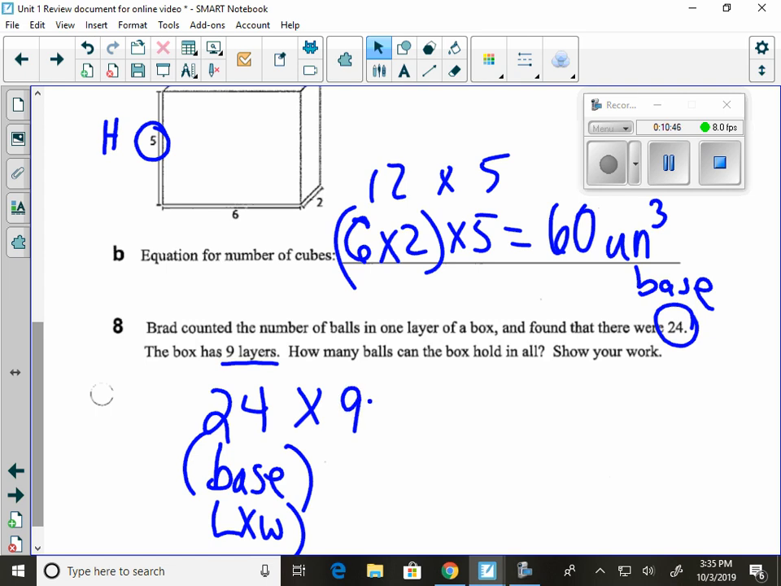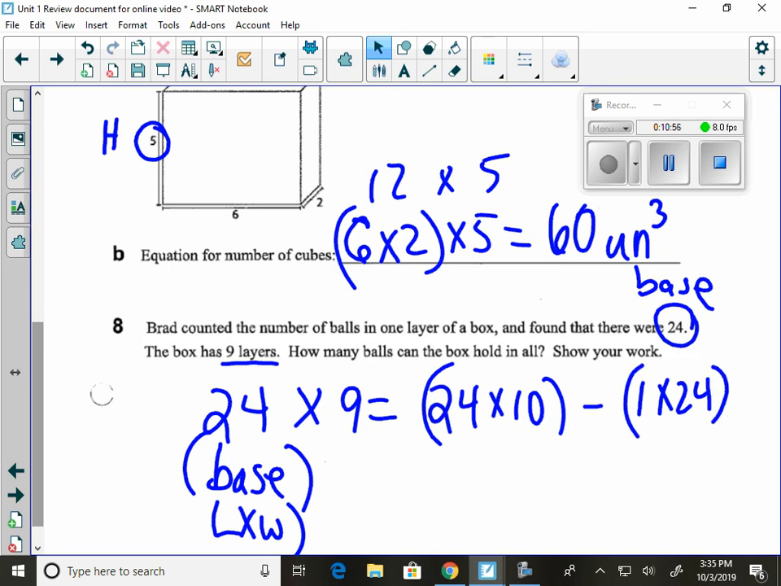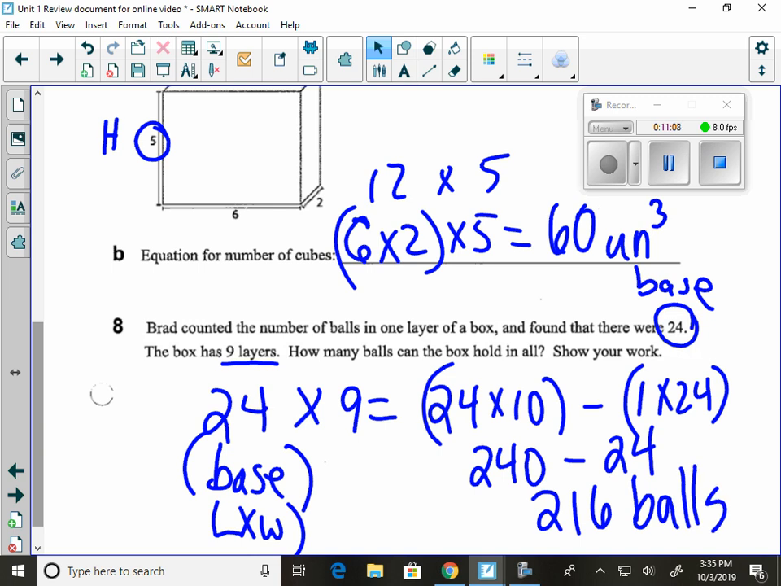So I'm going to do 24 times 10, kind of use the over strategy and get rid of the extra 24 when I'm done with that. So 10 24s is 240, but we got to get rid of one of those 24s, and that ends up being, I can do the subtraction, but I'll just do that. It's 216 baseballs or footballs or whatever kind of thing Brad's got going.